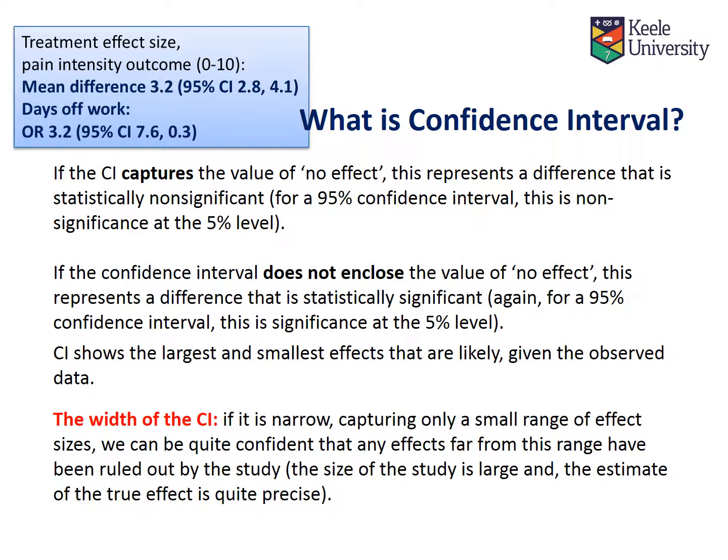Another piece of information that the confidence interval gives us is its width. If it is narrow, capturing only a small range of effect sizes, that tells us we can be quite confident that any effects far from this range have been ruled out by the study. If we look at the example above, the mean difference between 2.8 to 4.1, the range is narrow.